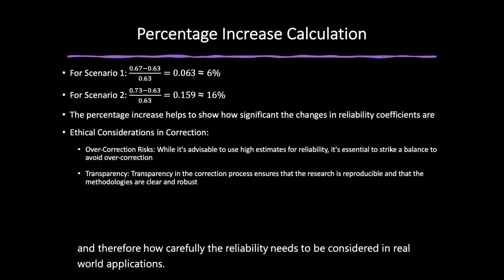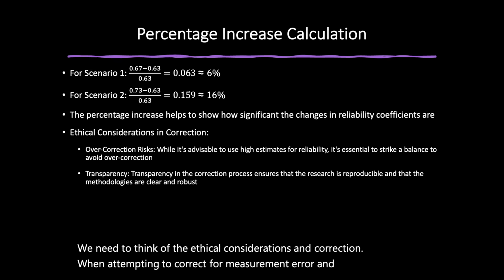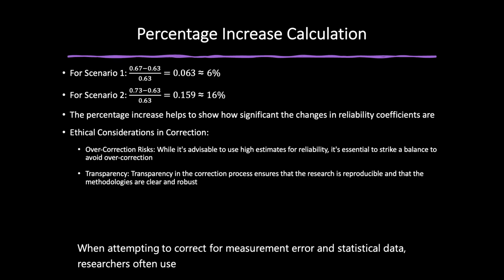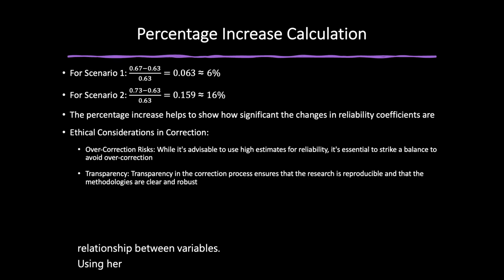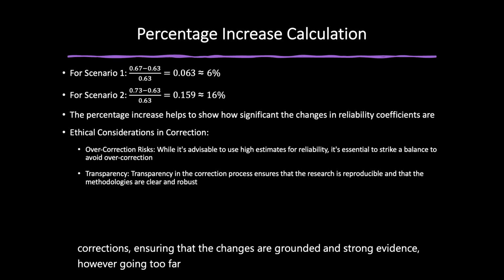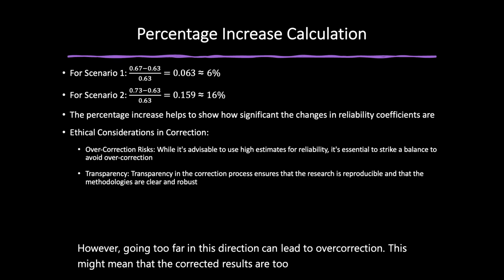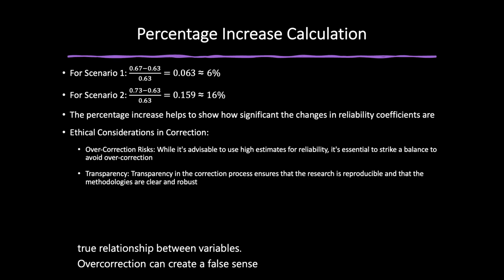We need to think of the ethical considerations in correction. When attempting to correct for measurement error in statistical data, researchers often use reliability estimates. These estimates help to adjust the correlation coefficients to better represent the true underlying relationship between variables. Using high estimates for reliability can help in being conservative about corrections, ensuring that the changes are grounded in strong evidence. However, going too far in this direction can lead to overcorrection. This might mean that the corrected results are too optimistic, overstating the true relationship between variables. Overcorrection can create a false sense of precision and accuracy.